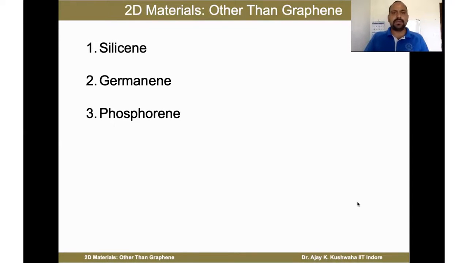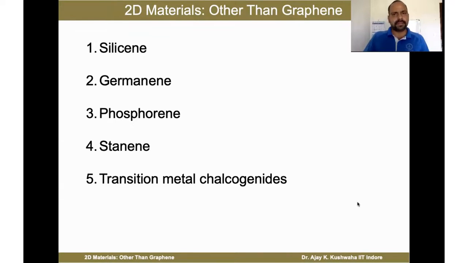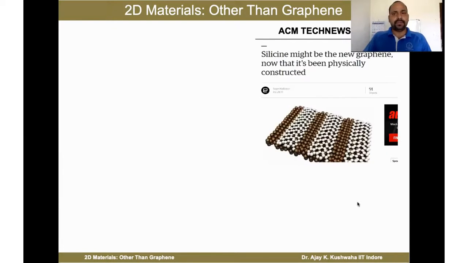The next ones are phosphorene, stanene, transition metal chalcogenides, and MXene. So, other than graphene, we will discuss only these six materials. And if you remember, silicon, germanium and carbon fall into the same group in the periodic table, so their structures also look almost similar. We will talk about how the differences arise. So let us start with silicon.